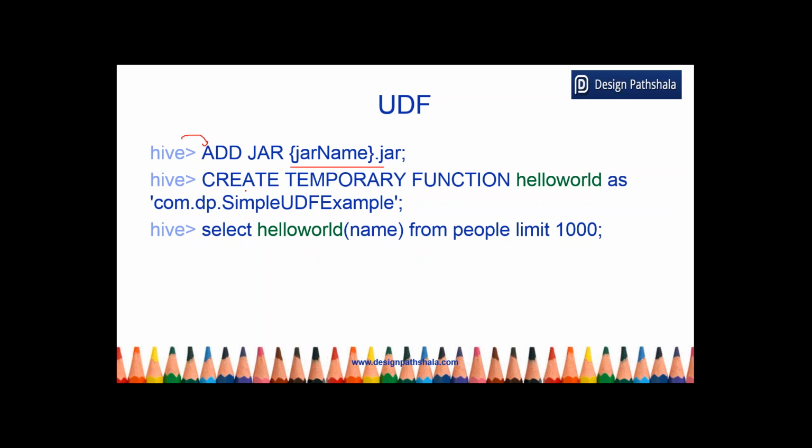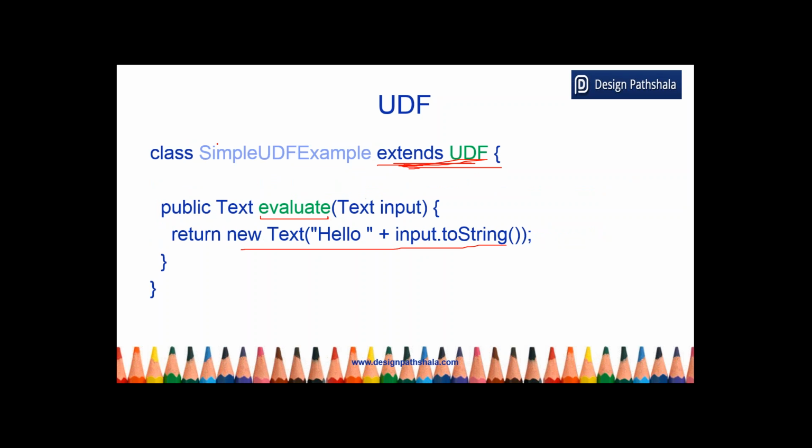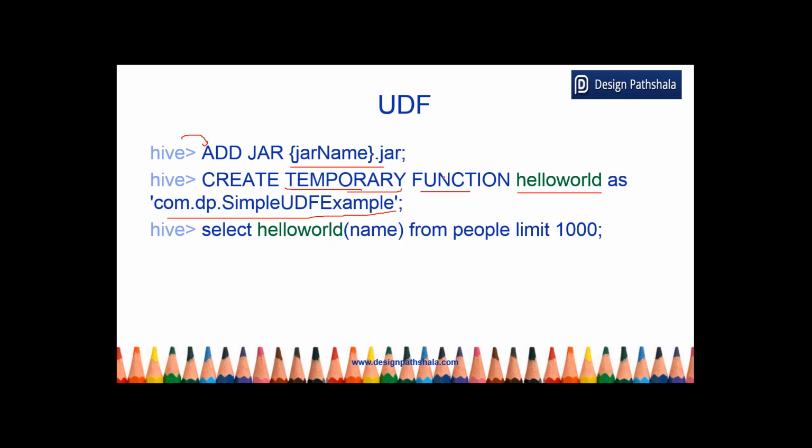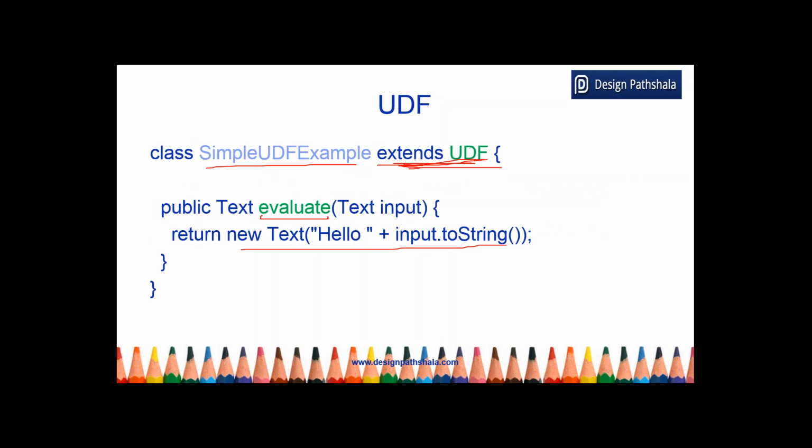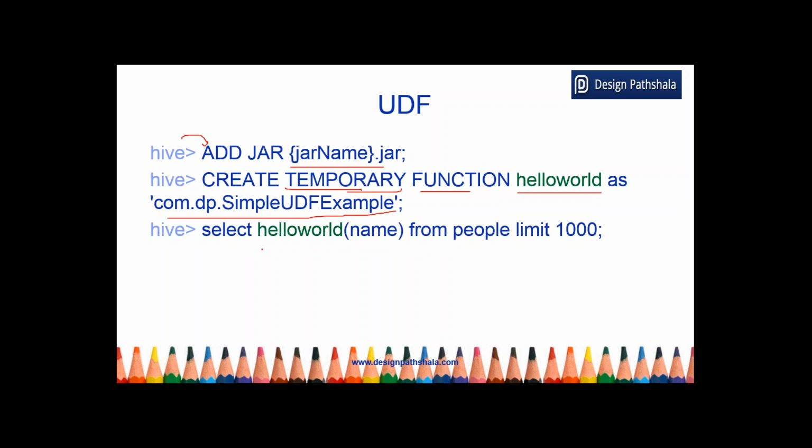Then you have to create function temporary. If you want to create it temporary, that is an optional parameter. Create function, your function name as your fully qualified class name. ये जो आपने क्लास बनाई थी, so fully qualified class name. Create function, function name, and class name. So that will call evaluate of this class. And then you can just use select hello world, मैंने function का नाम दिया था, name from this table. So that will call the function on your table.